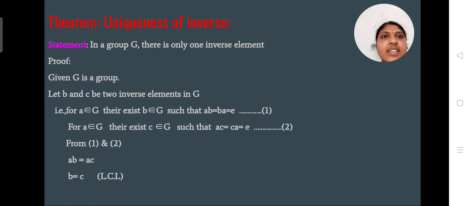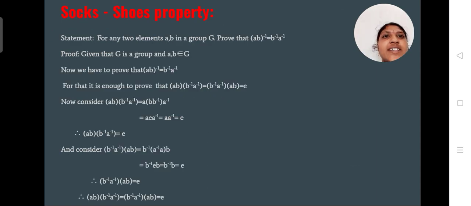And the next theorem is the socks and shoes property. So the statement is, for any two elements A, B in a group G, prove that (AB) whole inverse is equal to B inverse into A inverse. So this is the statement for the socks and shoes theorem. Proof. Given that G is a group and A, B are two elements in group G.